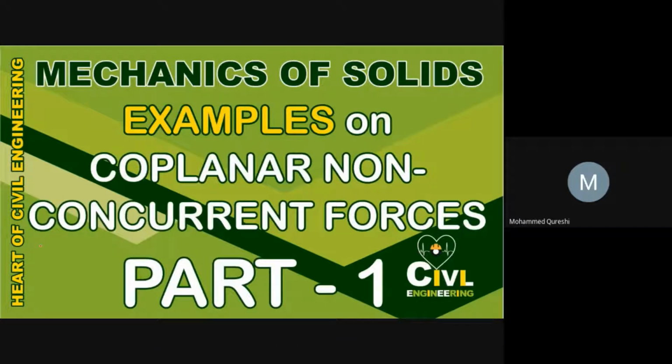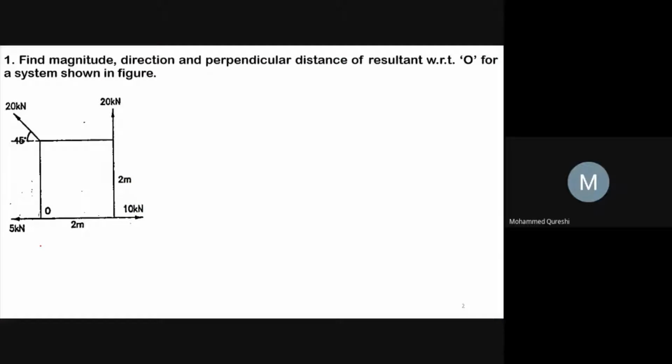In today's lecture of Mechanics of Solids, we will solve the examples related to coplanar non-concurrent forces. So let us move through the first example. Find the magnitude, direction and perpendicular distance of the resultant with respect to point O, for the system shown in the figure.